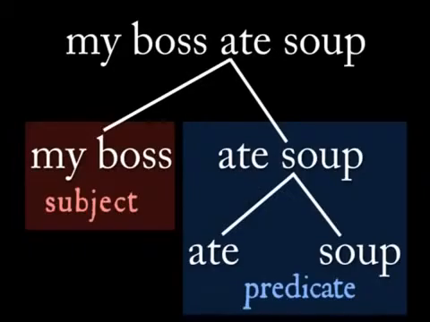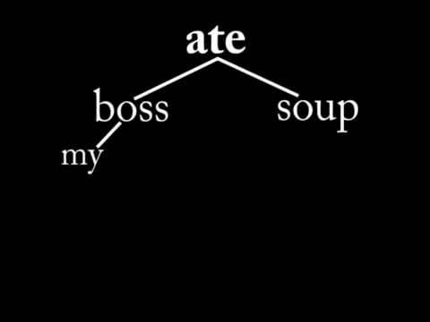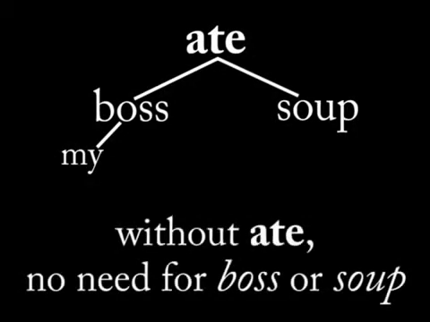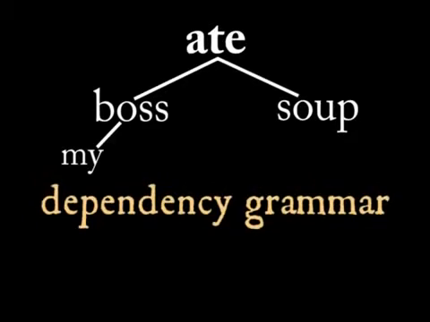In a dependency analysis, on the other hand, the verb has a subject and an object that depend on it. No main verb, no subject of a main verb, and no object either. This keeps the discussion at the level of the words and their relationship to one another, rather than abstracting up to larger and larger phrase units.